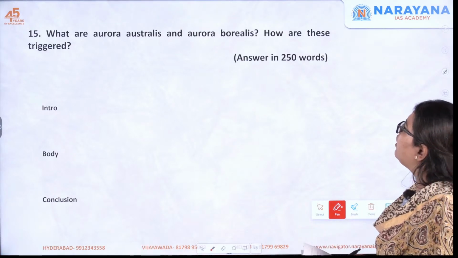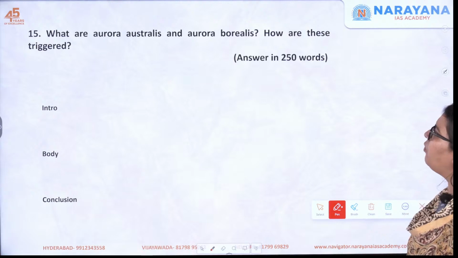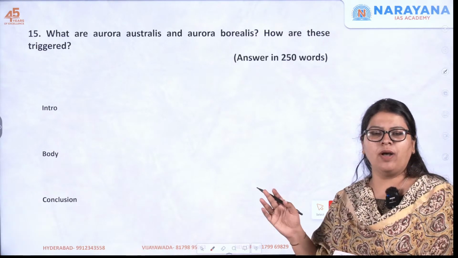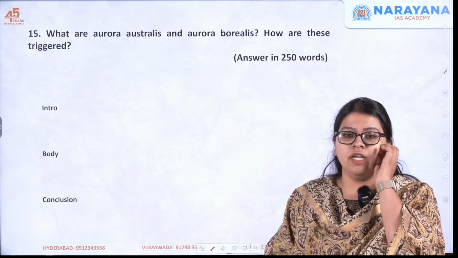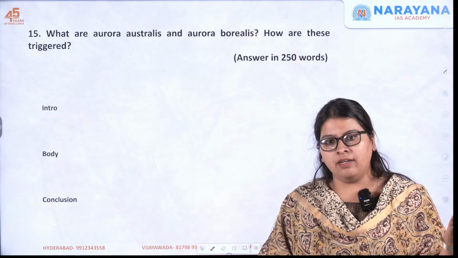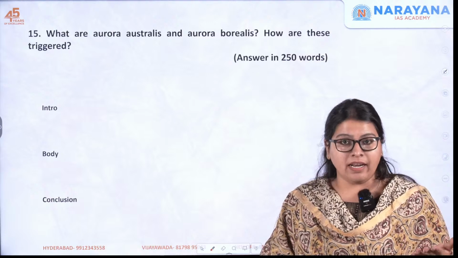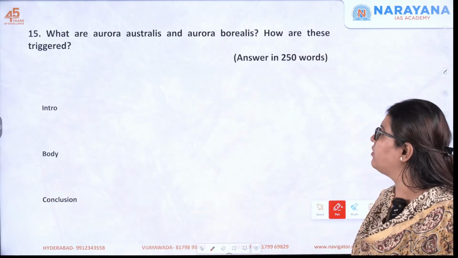What are Aurora Australis and Borealis, and how are these triggered? Because recently they have been so much in the news because of the auroras that have been seen in Ladakh. Some were actually seen in Canada. Okay, so that is why this question was in the news.